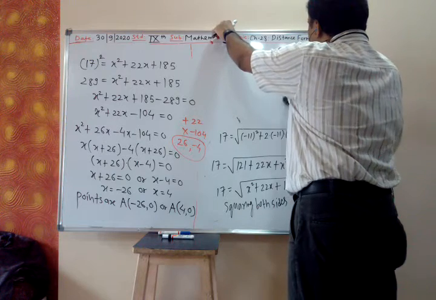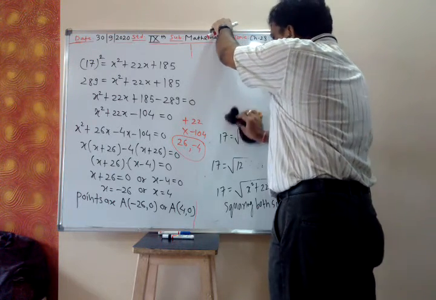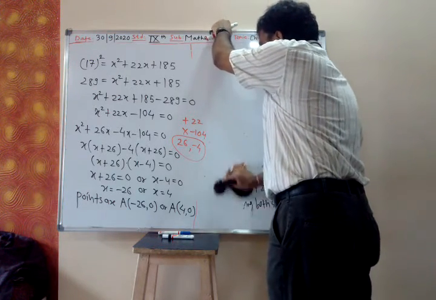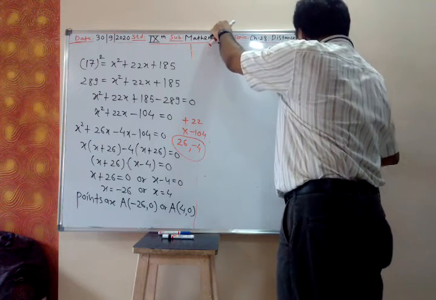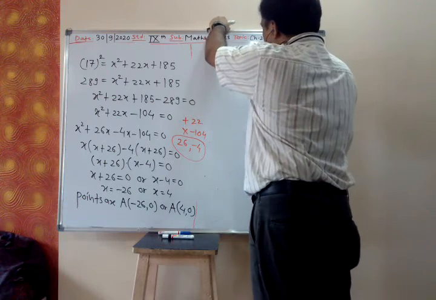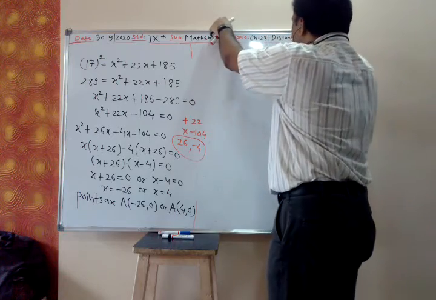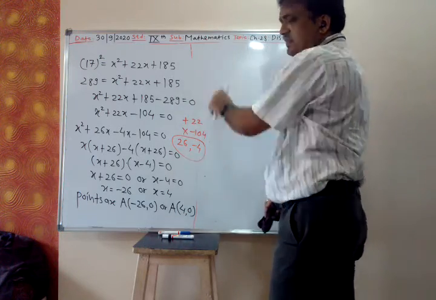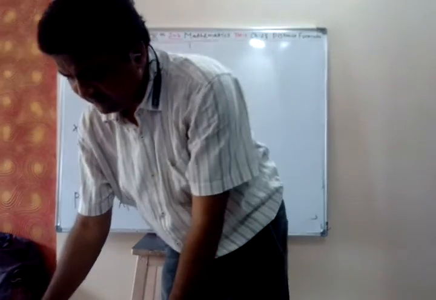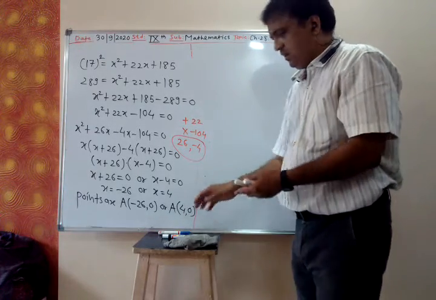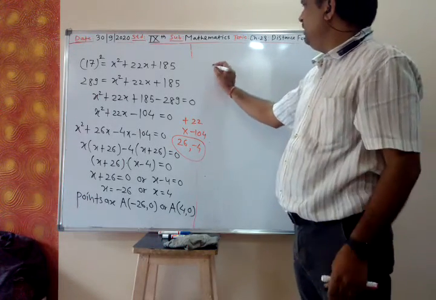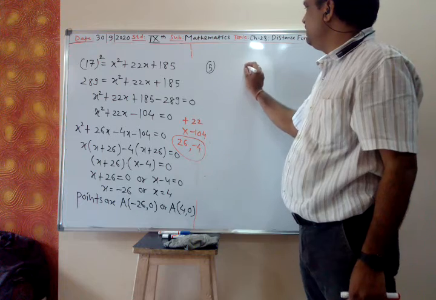Is it clear? If you are taking a point on the y-axis, you have to take the coordinates as 0 comma y. Should I write the beginning part, or will you be able to write? Tell me, fifth one. Let me write the beginning part. Further part I will give.